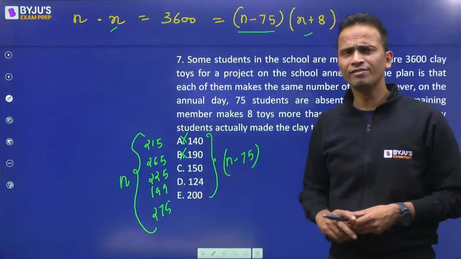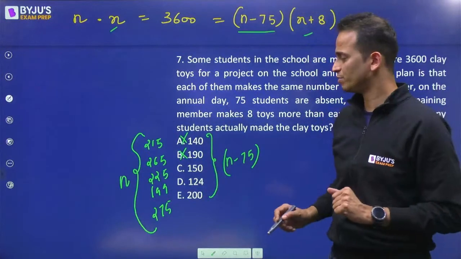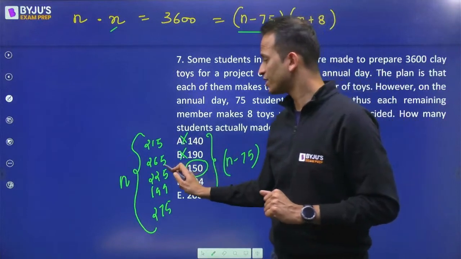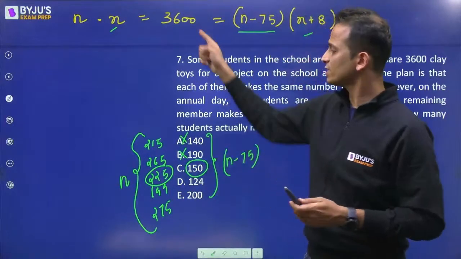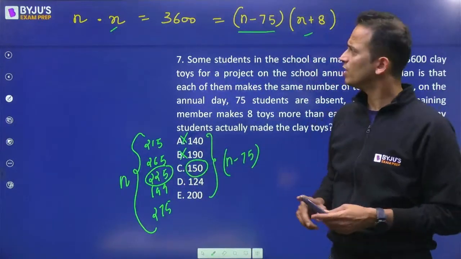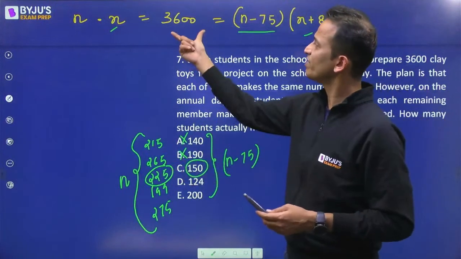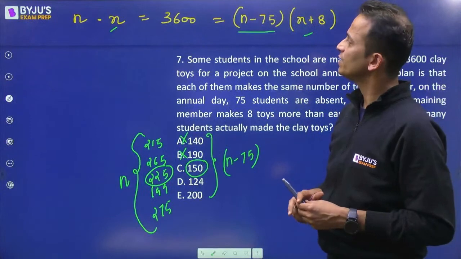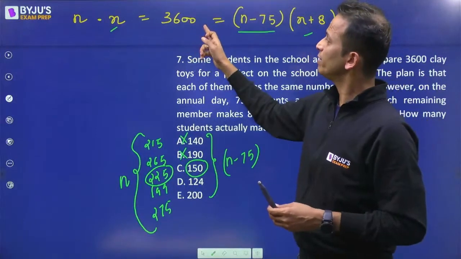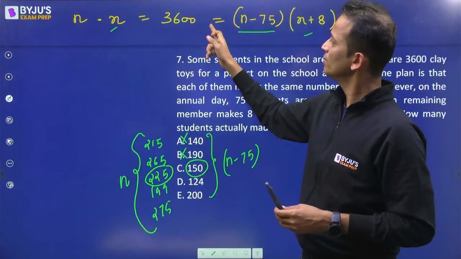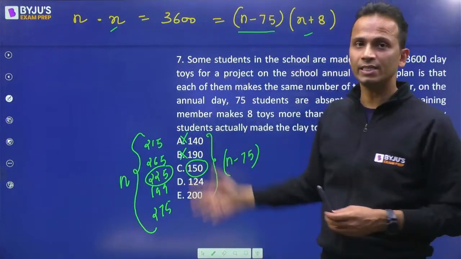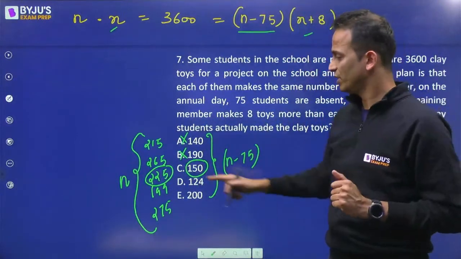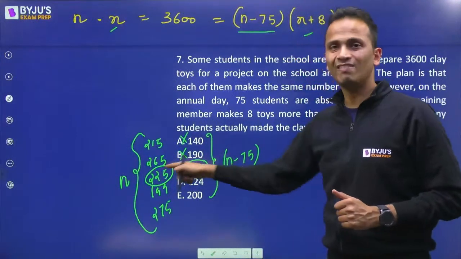3600 divided by 150. Yes, it is completely divisible. Okay, so since this is completely divisible, let us check the next one too: 225. 3600 divided by 225. 15 into 15 is 225. Divide by 15 and we get 240. Yes, so it is also completely divisible by 225. So these are the possible values.